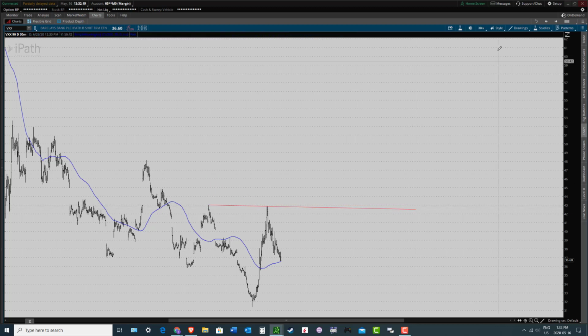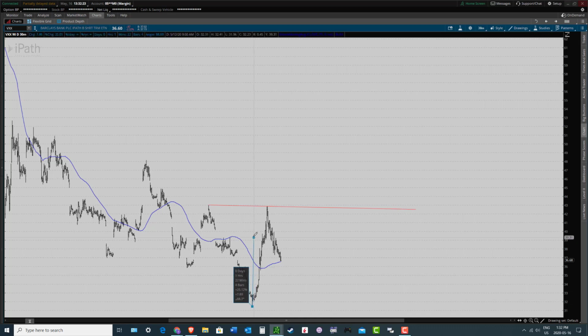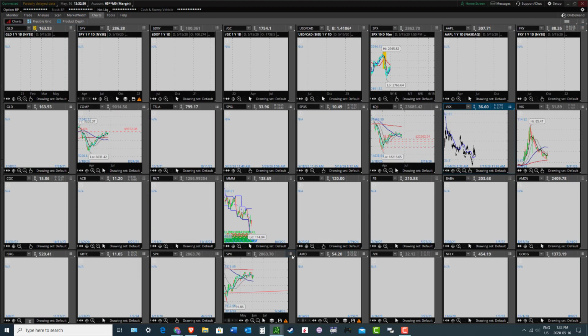So neckline kind of like that. And then if we get a break, just do a measurement. If we get a break above the neckline, your inverse head and shoulders target would go something like this, measured from the neckline. So you get a pretty nice move up there in VXX if this little inverse head and shoulders pattern works out. Just thought I'd point it out. Definitely caught my eye there. And okay, so that's really what I wanted to show on VXX.